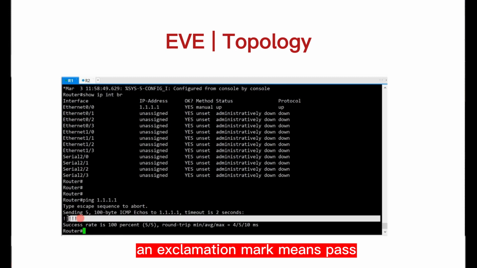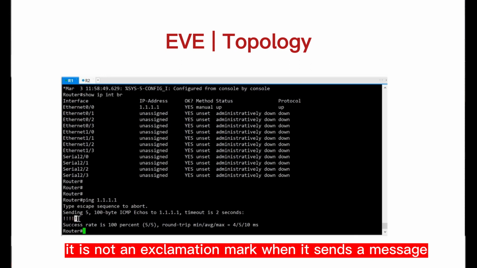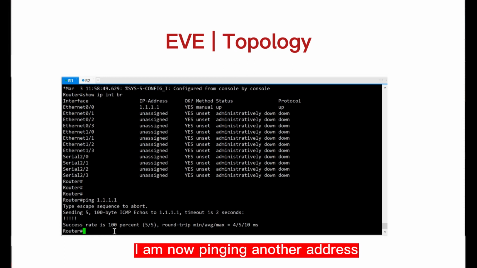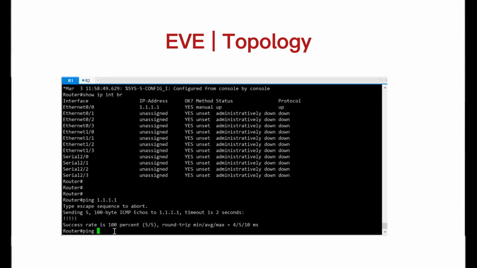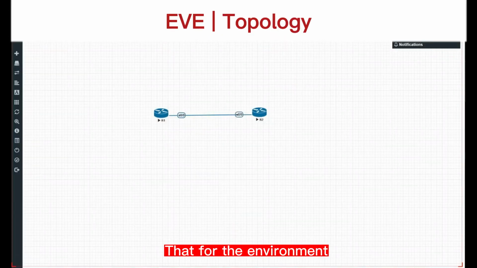An exclamation mark means pass. But on a virtual PC, it is not an exclamation mark when it sends a message. For example, I am now pinging another address. Ping 1.1.1.2. That for the environment.